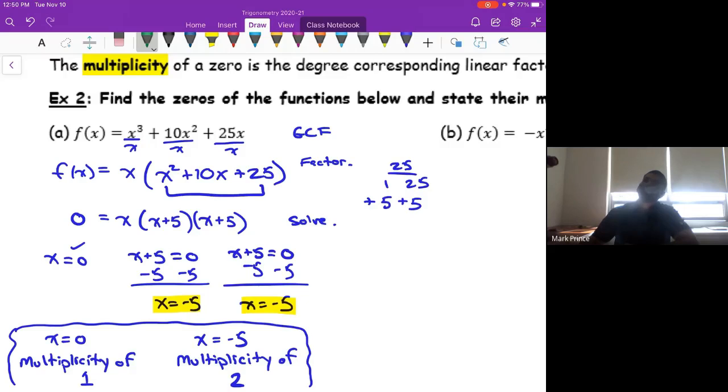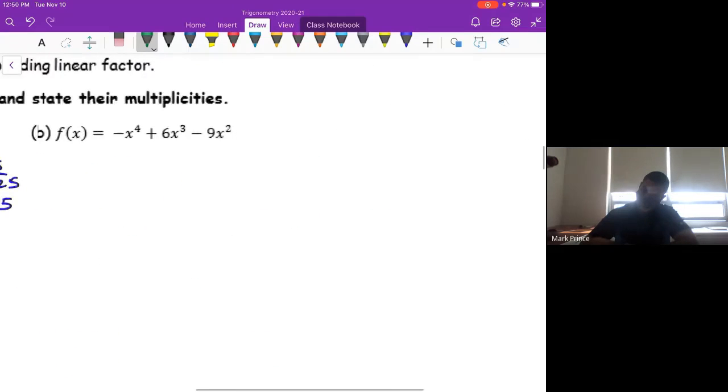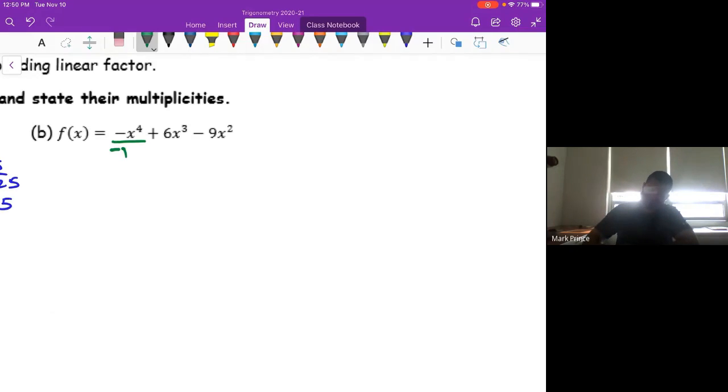All right, moving on to B. So looking at B, I want to get rid of this negative out front. So I'm going to divide everything by negative. And then each term has an x. So I got x's I'm going to take out. And then the lowest exponent of all the x's is x squared. I'm going to factor out x squared. So that means my GCF is negative x squared.